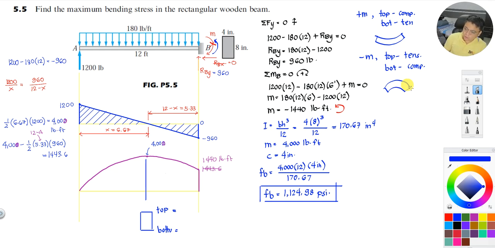Okay, so for this time, ito ay compression and then this is in your tension. However, sa tinatanong naman is hindi mahalaga, immaterial, so wala naman sinasabi kung tension or compression. So simply, we have 1,124.98 PSI. Question po. Sige po. If no more question, I'll give you another 5 minutes to copy.